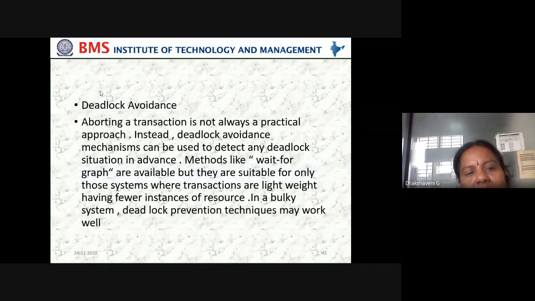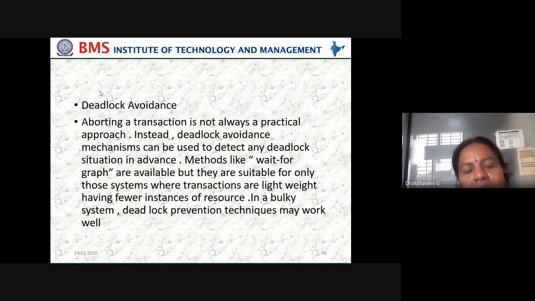What is deadlock avoidance? Aborting a transaction is not always a practical approach. Instead, avoiding a deadlock is a better way. So, a deadlock avoidance mechanism can be used to detect any deadlock situation in advance.